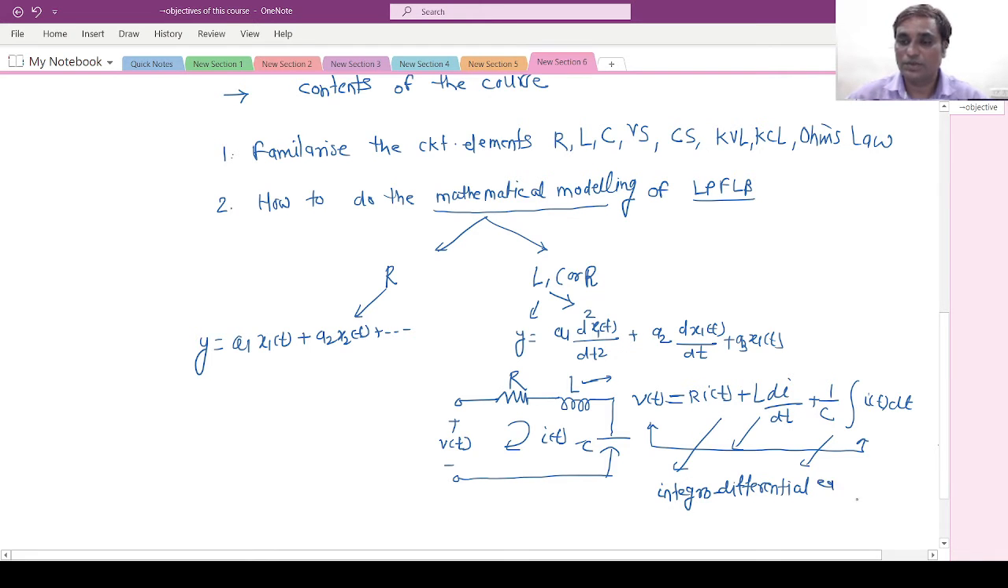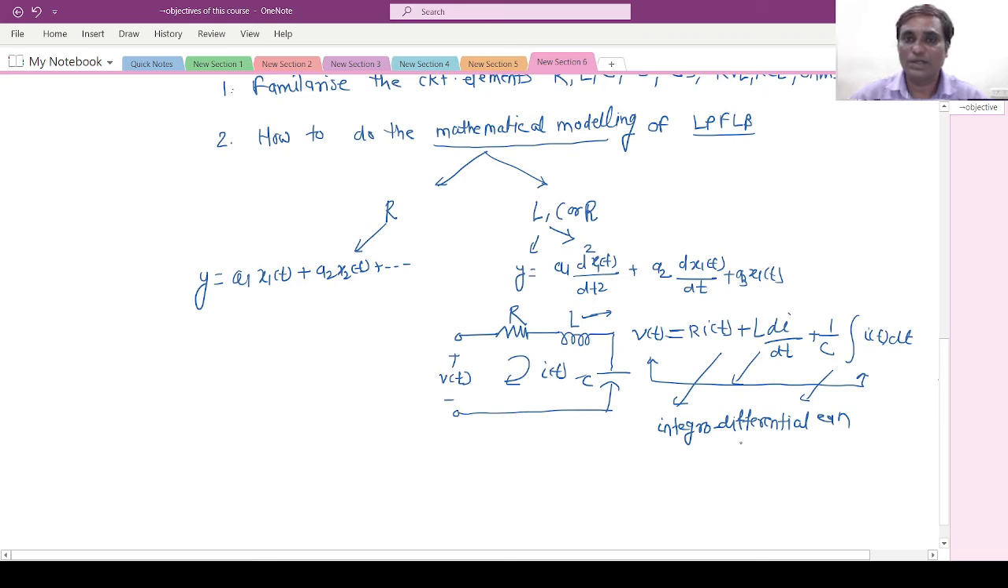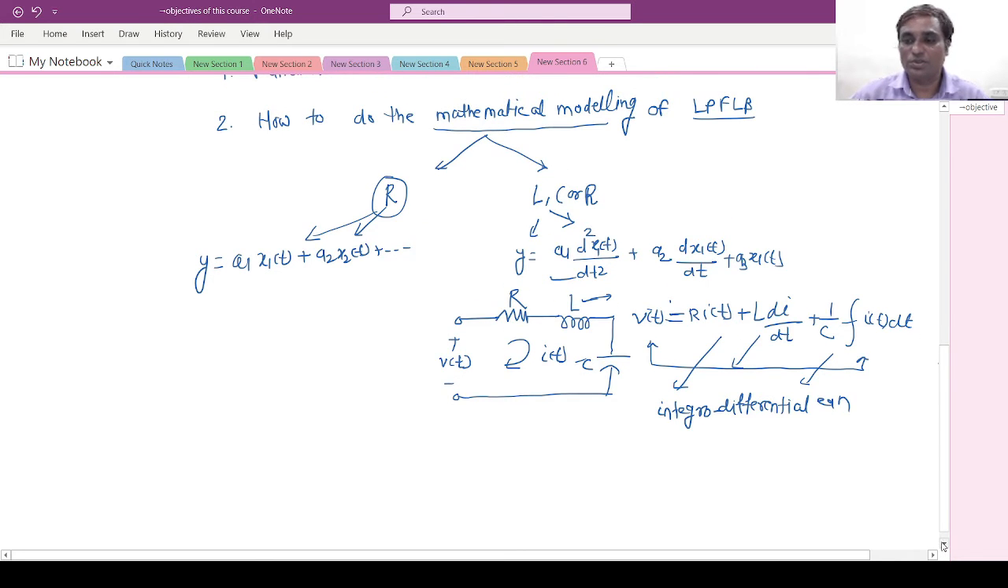Okay, so with this we come to know that if I would like to do the modeling of this LPF LB, there are two ways. One way: if the network consists of only resistors, then the general form will be like this. And if the network consists of energy storage elements, then I will get an integral differential equation. But it is difficult to solve integral differential equations, so we can differentiate on both sides so that the integral term will be removed, and I can use the solution of linear differential equations to solve such kind of equations. Okay, that brings us to this point.